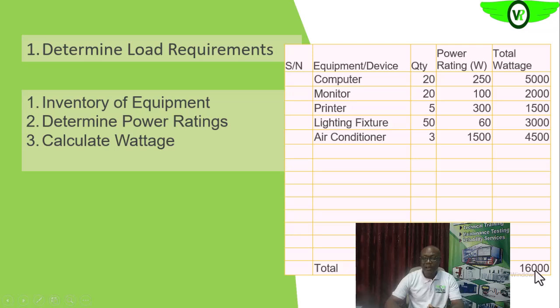So here we have 16,000 watts, which is 16 kilowatts of load, as an example. It could be more than this, it could be less than this. If we are looking at maybe a factory, it could be far higher than this. But this is the basic step in determining the load requirement.